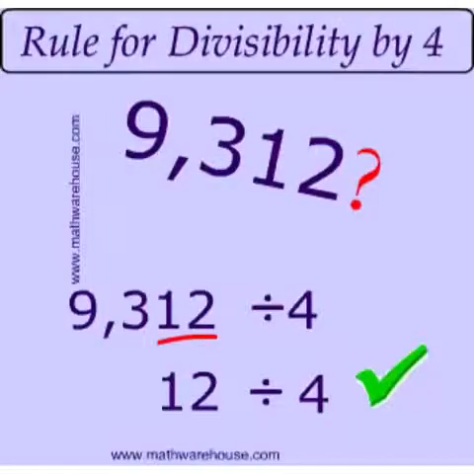Now children, the rule for divisibility by 4, or divisibility test by 4. A number with 2 or more digits is divisible by 4 if the number formed by its last 2 digits is divisible by 4. That means here you can see a number 9312. Here you can see that 1 is at the tens place and 2 is at the ones place. So the last 2 digits are 12, and when 12 is divided by 4, it gives no remainder, and the quotient is 3. So 9312 is divisible by 4.